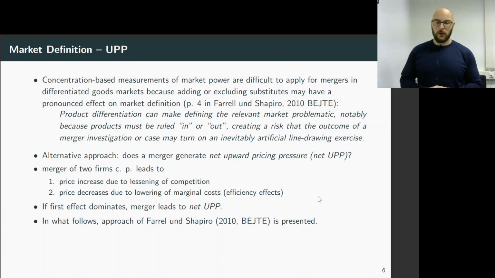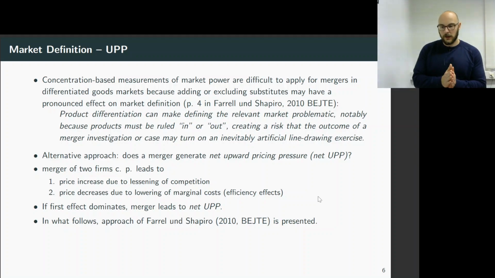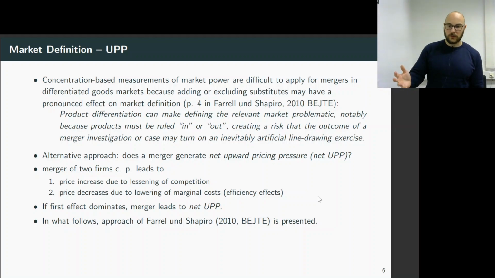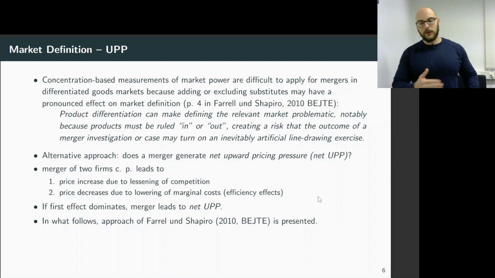There's another test which is called the UPP, the upward pricing pressure test. And the idea behind it is that as a starting point, we can use this Farrell and Shapiro article here from the Bell Journal of Theoretical Economics of 2010. And it basically says that if you use concentration-based measures of market power and you have differentiated goods markets, that could be a little bit problematic, and you run the risk of ruling products in or out basically arbitrarily, and then you turn to an artificial line drawing exercise, whether you include a product or not, right? So that could be an issue.